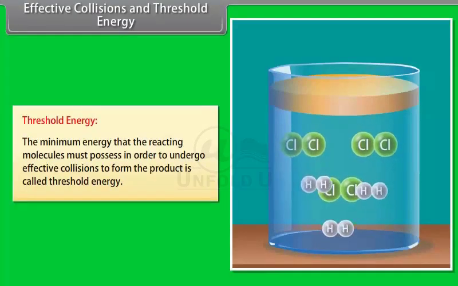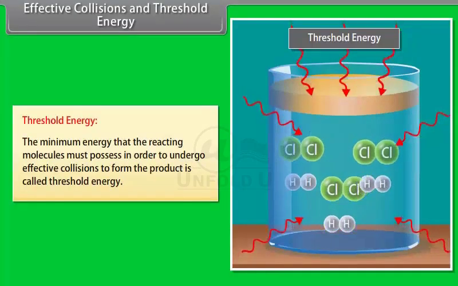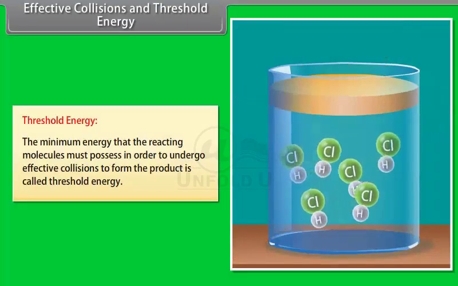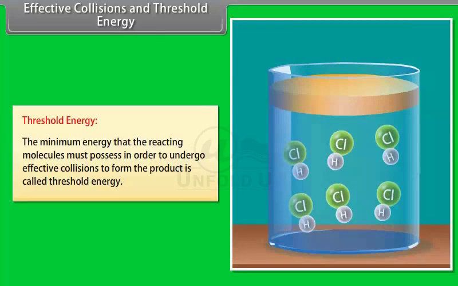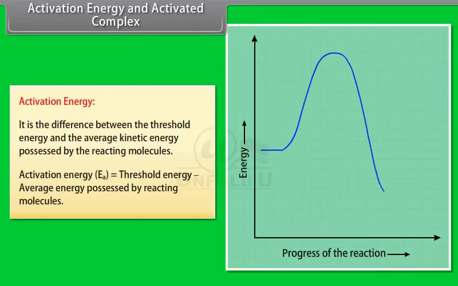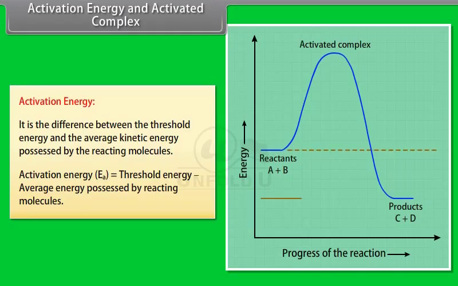Threshold energy. The minimum energy that the reacting molecules must possess in order to undergo effective collisions to form the product is called threshold energy. Activation energy, and activated complex. Activation energy. It is the difference between the threshold energy and the average kinetic energy possessed by the reacting molecules.